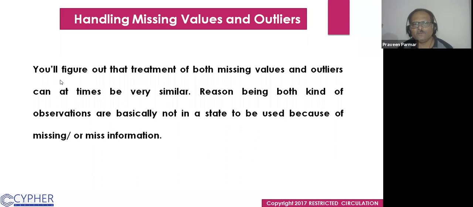So you will figure out that treatment of both missing values and outliers can at times be very similar. The reason being, both kinds of observations are basically not in a state to be used. A missing value, you could not use that observation. If there is some outlier, you could not use it because of misinformation. If something is missing, or something provides us misinformation, we are not in a state to use it. Okay, so what do we do with it?